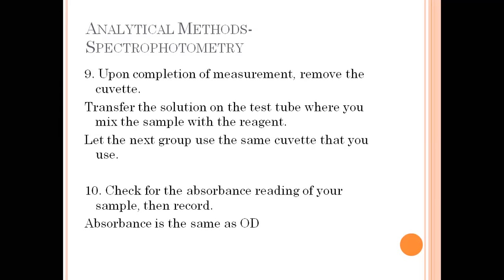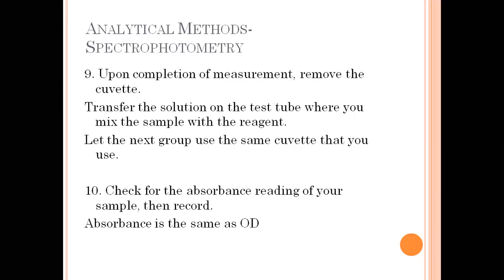Okay? So, upon completion of measurement, remove the cuvette. Transfer the solution to the test tube that you first used during mixing. And then let the next group use the same cuvette that you used. So it can't be different ones. Though, there are times that I let you use two cuvettes for the whole class to make it easier, so that you can read simultaneously. But if it is not necessary, we should only use one cuvette. But the ideal is one cuvette per patient.